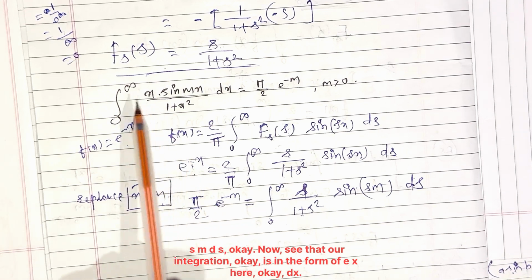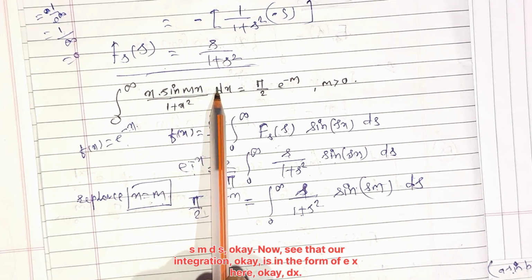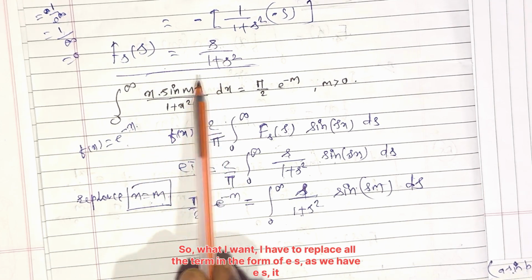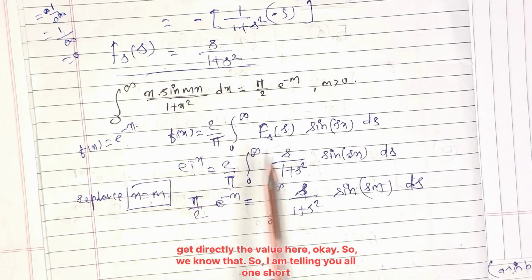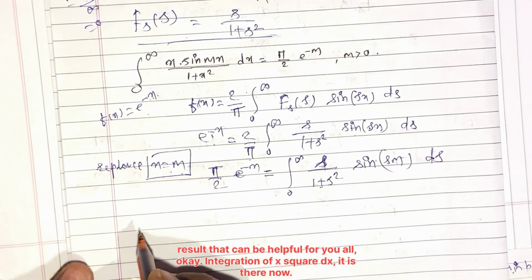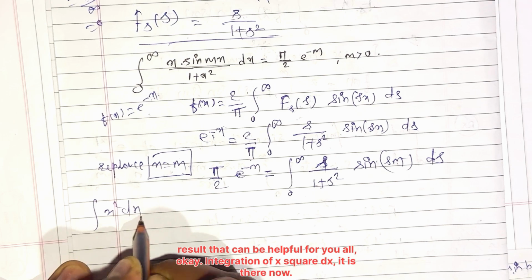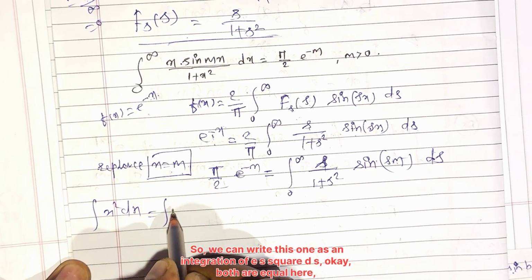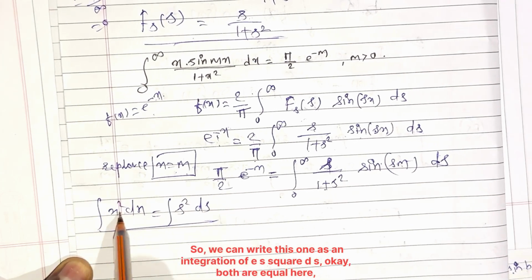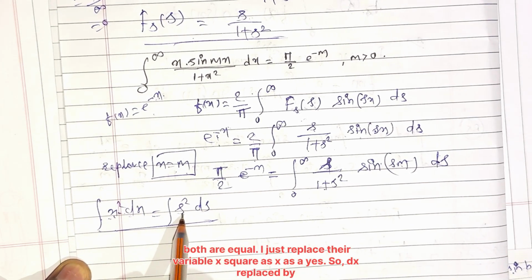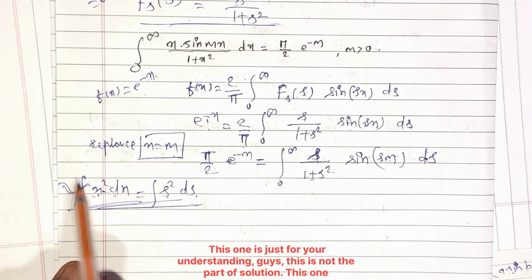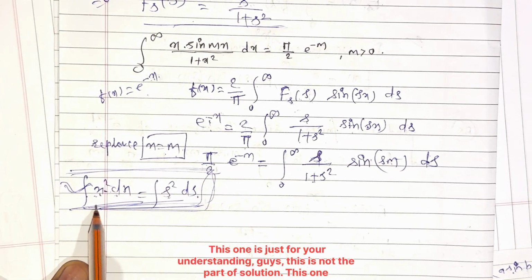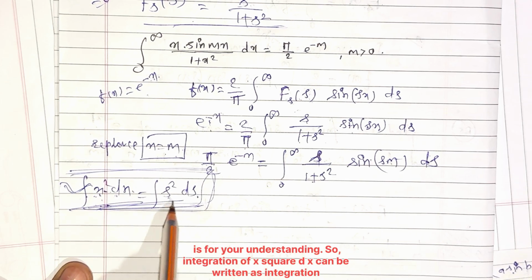Now see that our integration is in the form of dx here. So I have to replace all the terms in the form of x, as we have s here now, so we'll get the value directly. I'm telling you one short result that can be helpful for you all: integration of x square dx can be written as integration of s square ds. Both are equal; I just replaced the variable x by s, so dx is replaced by ds. This is just for your understanding, not part of the solution.